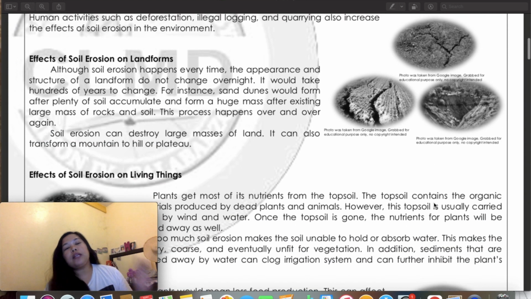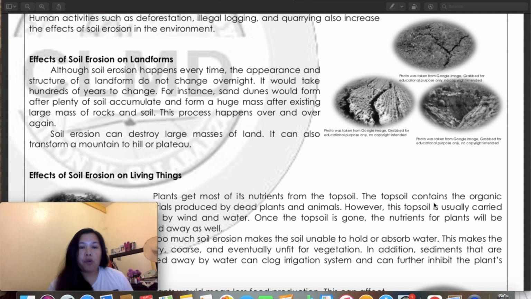So, what are the effects of soil erosion on landforms? Although soil erosion happens all the time, it really does happen. There is natural soil erosion, and there is also human-activity soil erosion. The appearance and the structure of landforms do not change overnight. It would take hundreds of years to change.